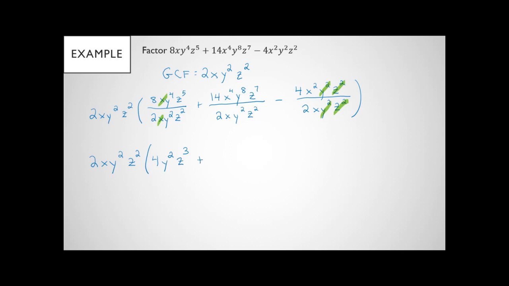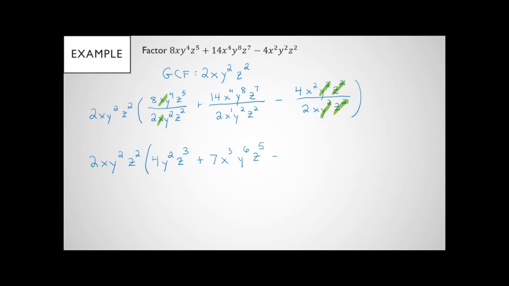Plus, now I'm in the middle. 14 divided by 2 is 7. Now remember, if you just have a variable with no exponent, you can always put a 1 there. So we have x to the 4th over x. That would leave us with an x cubed, because 4 minus 1 is 3. Then y, we have exponents of 8 over 2, so 8 minus 2 is 6. And then on the z, you have 7 minus 2, which is 5.